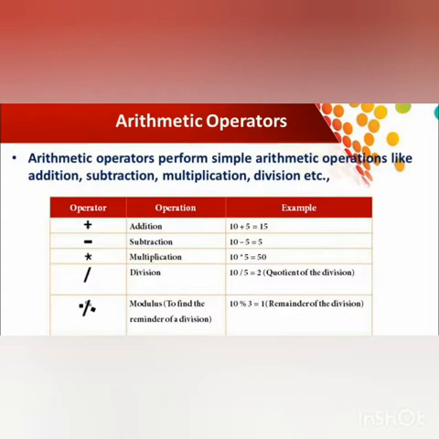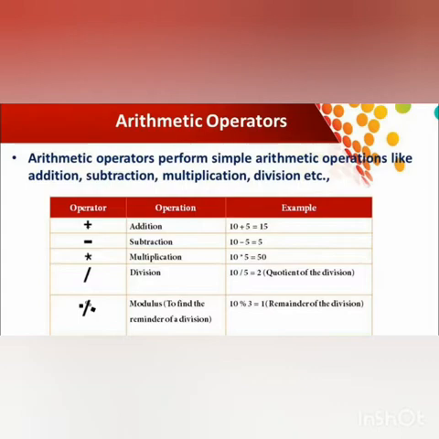To subtract 2 numbers, we have to use the minus operator. So, 10 minus 5. What is the value of 10 minus 5? 5. To multiply 2 numbers, we have to use the asterisk symbol. So, 10 into 5 is equal to 50. To divide 2 numbers, we have to use the slash symbol. So, 10 slash 5. What is the answer we will get? 2. The quotient of the division is our answer.